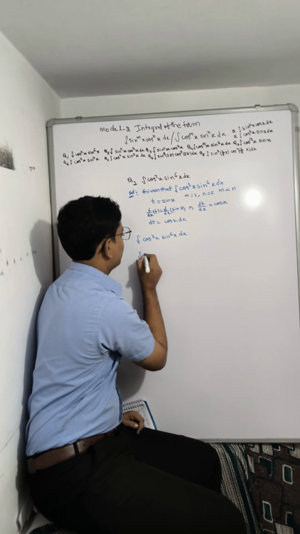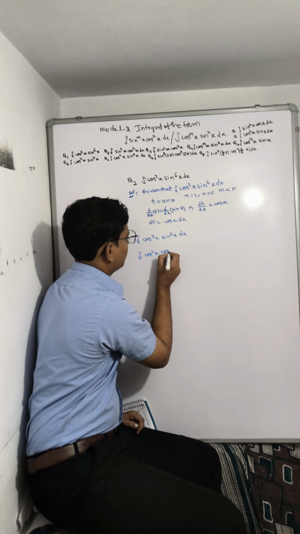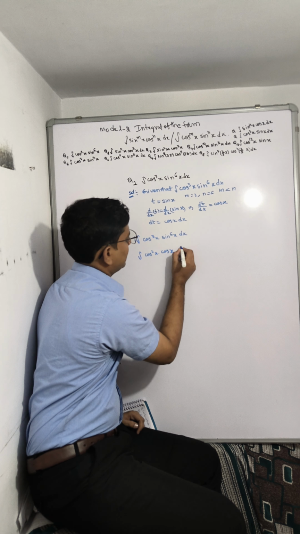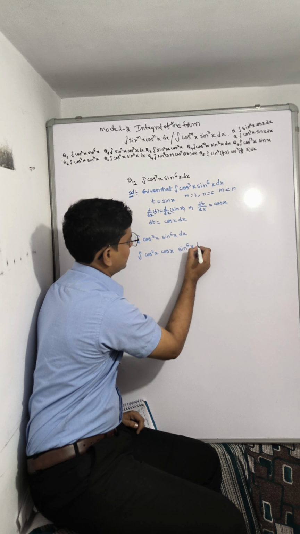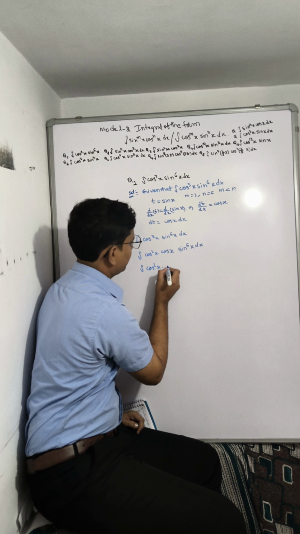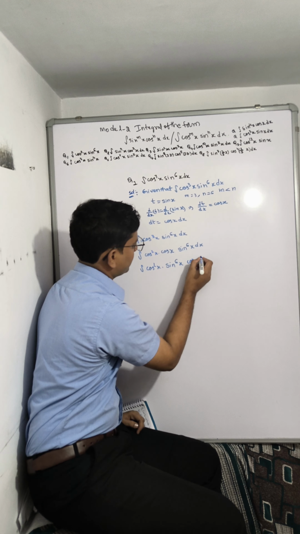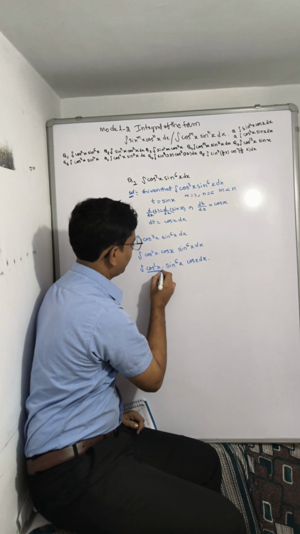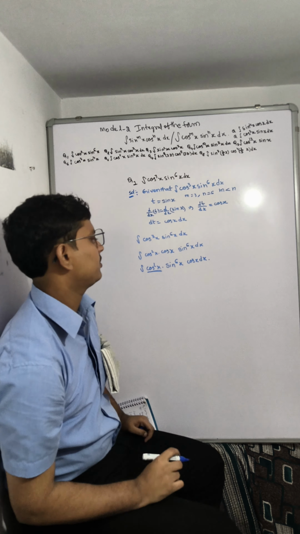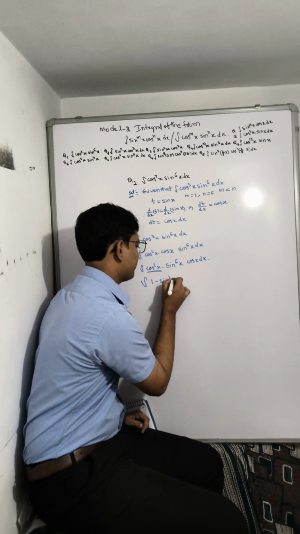Then we can write cos cube x as cos square x into cos x, and sin to the power of 6x dx. Therefore cos square x into sin to the power of 6x cos x dx. We have to write this cos square x in terms of sin square x, 1 minus sin square x.